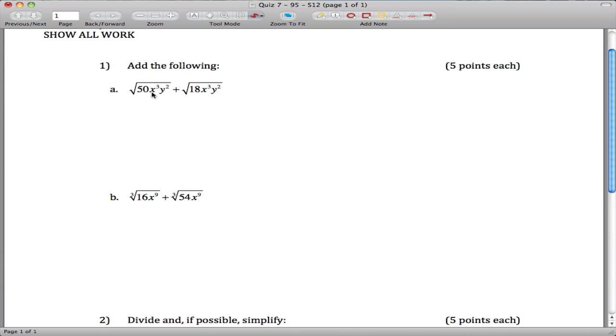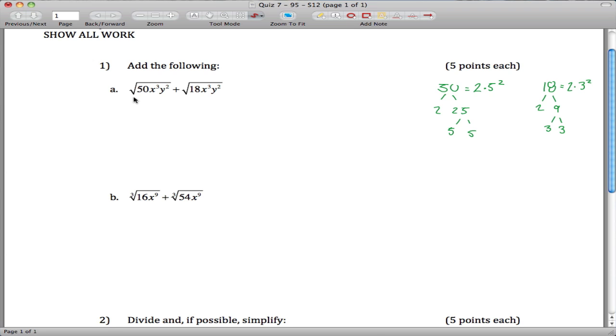Can't add these because what's in the radical is not the same, but if you realize that 50 is the same as 2 times 25, and 25 is 5 times 5, in other words, if you realize that the prime factorization of 50 is 2 times 5 squared, and the prime factorization of 18 is 2 times 9, and 9 is 3 times 3. So the prime factorization of 18 is 2 times 3 squared. Then we can go and simplify these two guys.